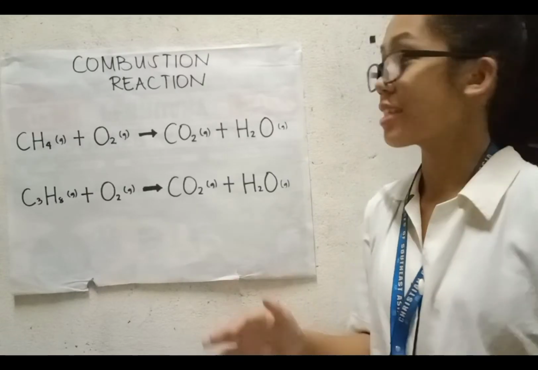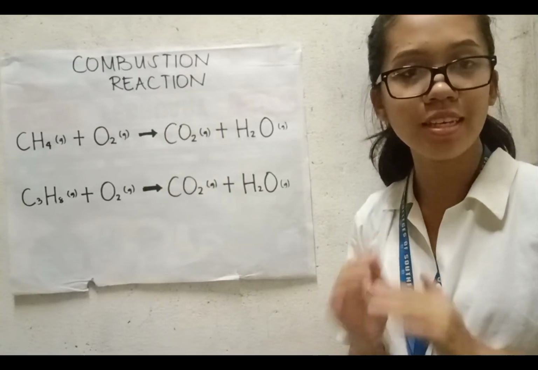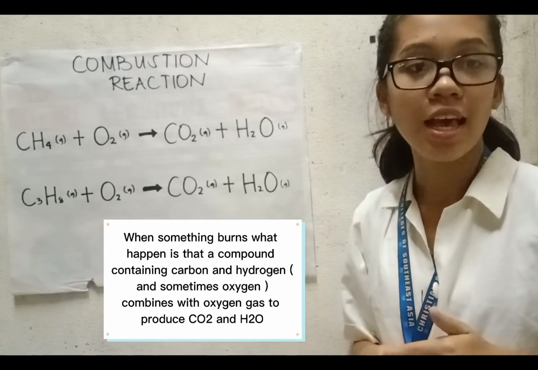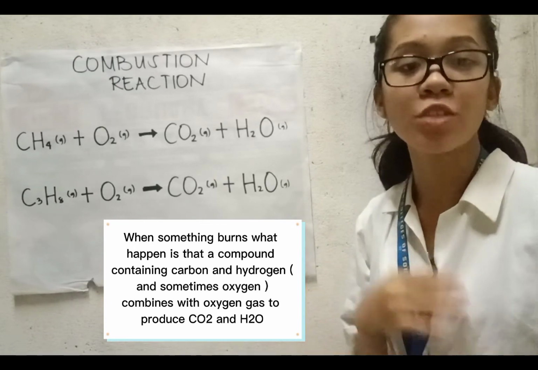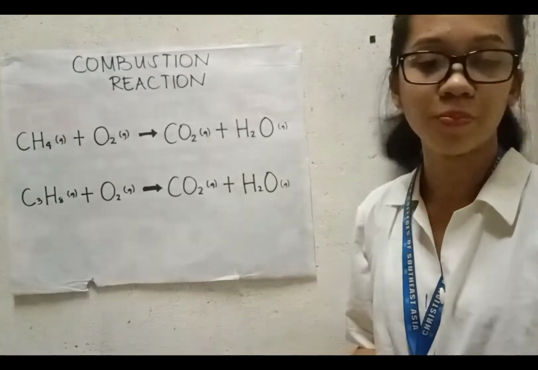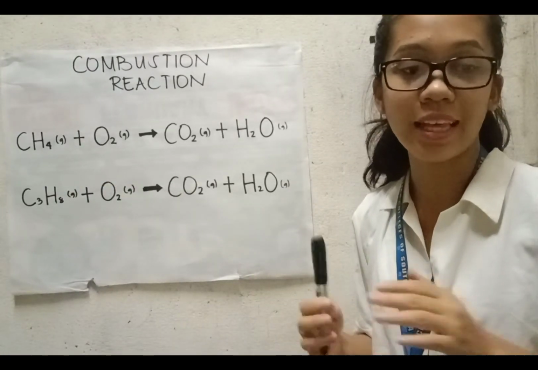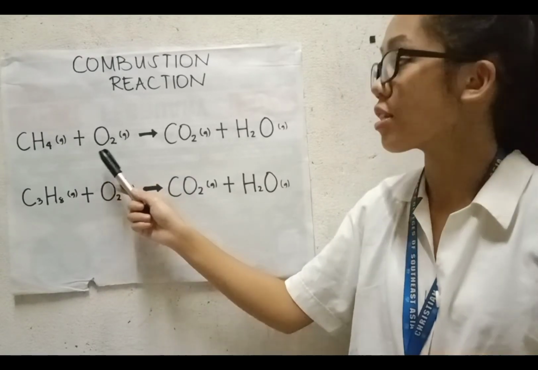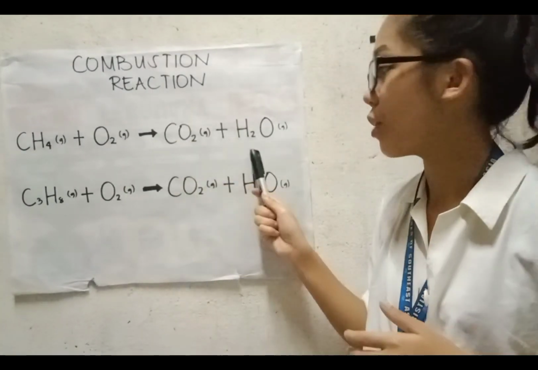So here is an example of a combustion reaction. From the word itself, combustion is basically a fancy word for burn. When something burns, a compound containing carbon and hydrogen, and sometimes oxygen, combines with oxygen gas to produce carbon dioxide and water. So here is the example. CH4 is the chemical formula for methane, a type of natural gas, and it combines with oxygen gas and forms carbon dioxide and water.